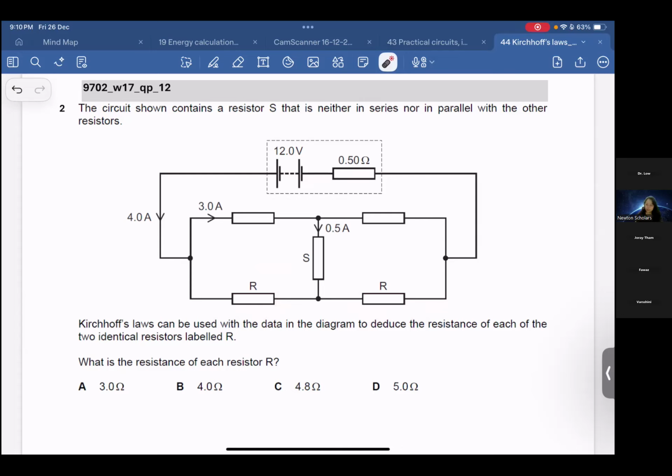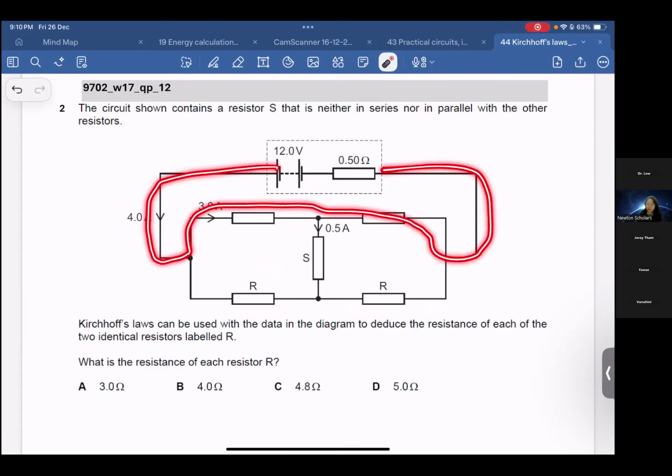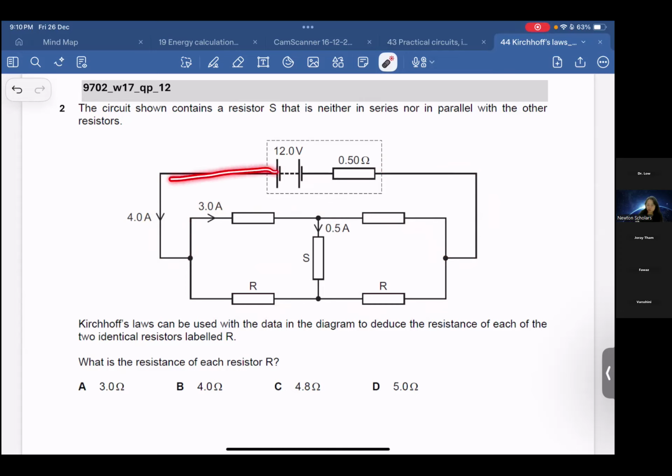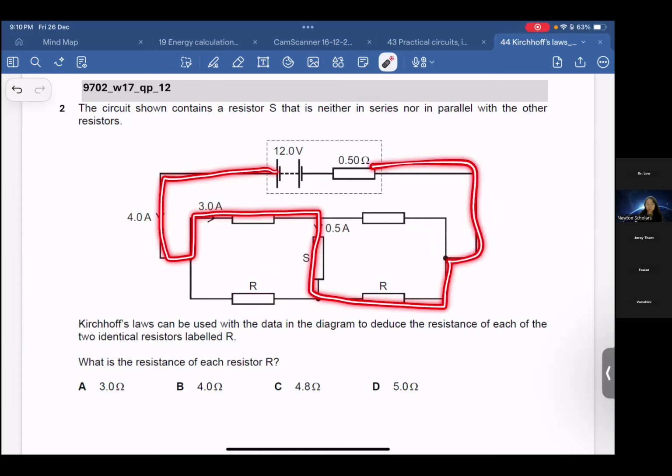That means here we have a few paths. You can choose like this. But with this path I cannot find R because it doesn't involve R at all. So we don't choose this path. We can choose like this. Can we choose this? Also cannot. Why? I don't know S. I want to find R, but I have another unknown S. So this is not a good idea.